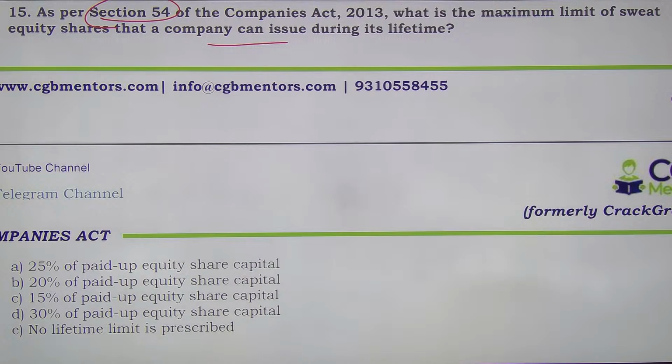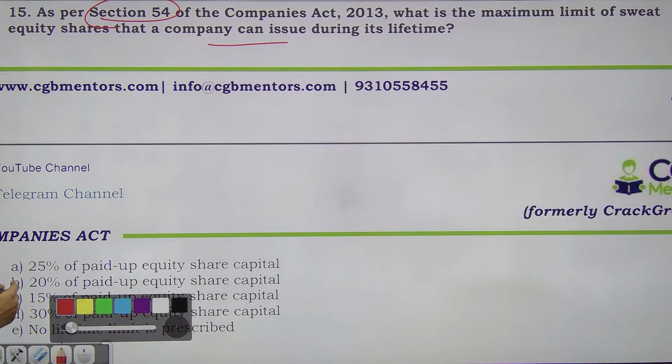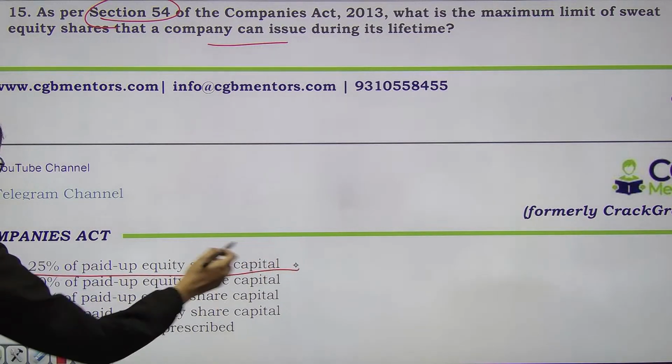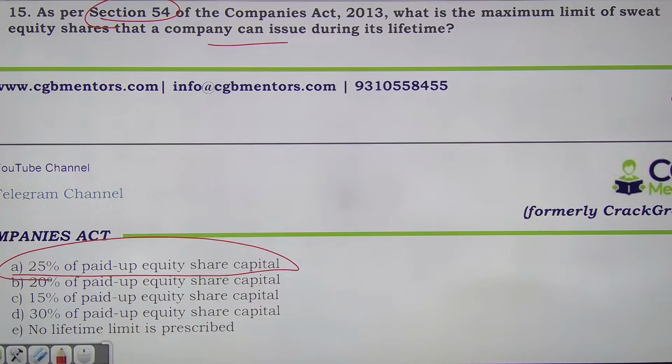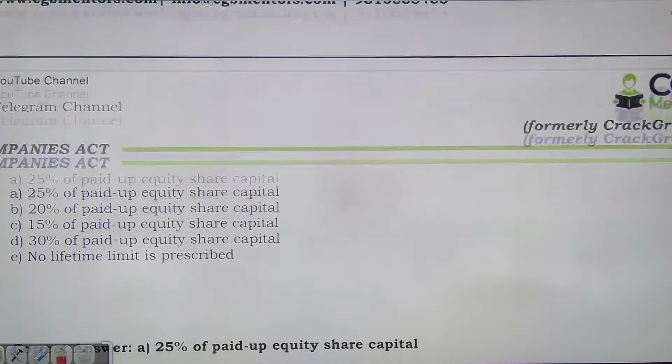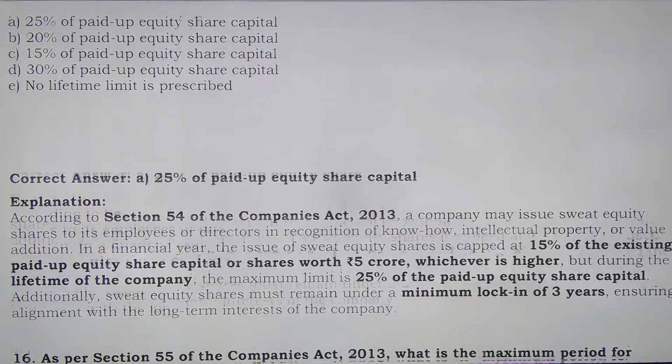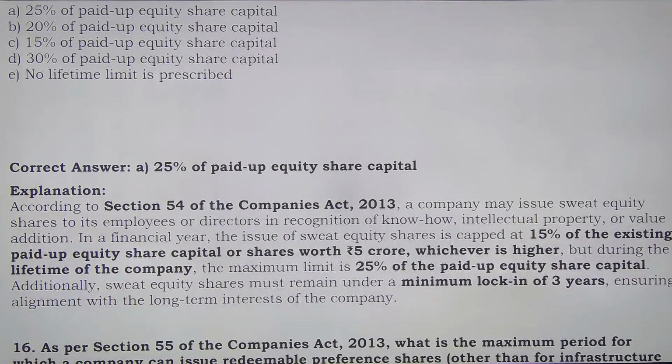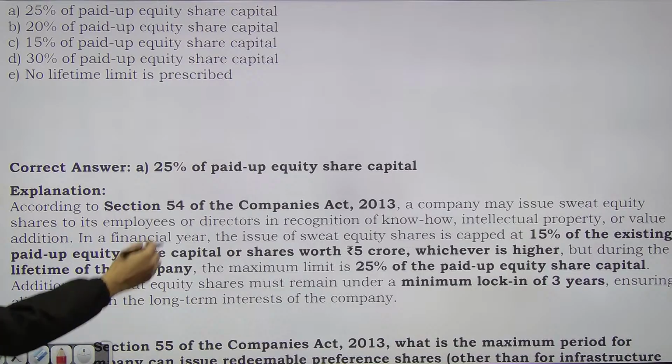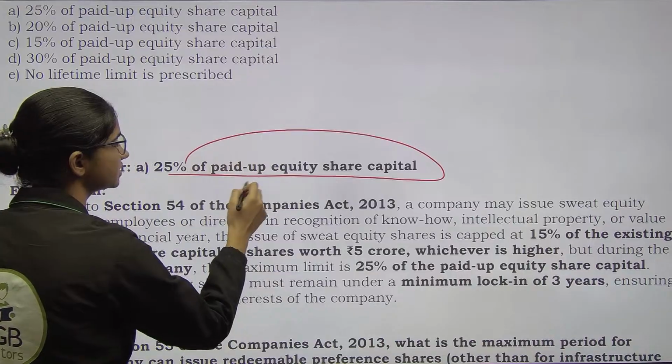Yes, so the answer here is 25% of the paid up equity capital, ठीक है? तो maximum lifetime के लिए it is 25%, but for each particular year it is 15%, okay? So let us try to understand it कि according to section number 54, the maximum amount of sweat equity shares the company can issue is how much? It is 25%, ठीक है? Of the paid up equity share capital. Please remember the paid up.